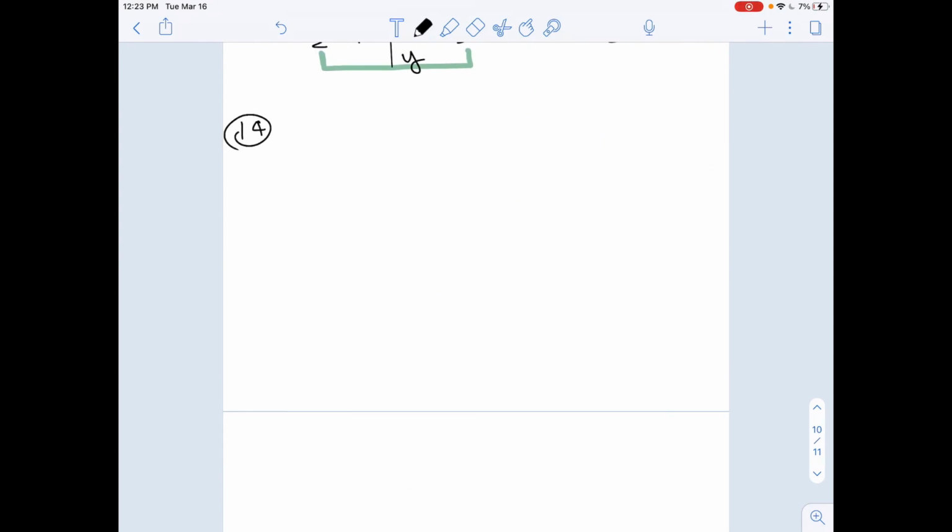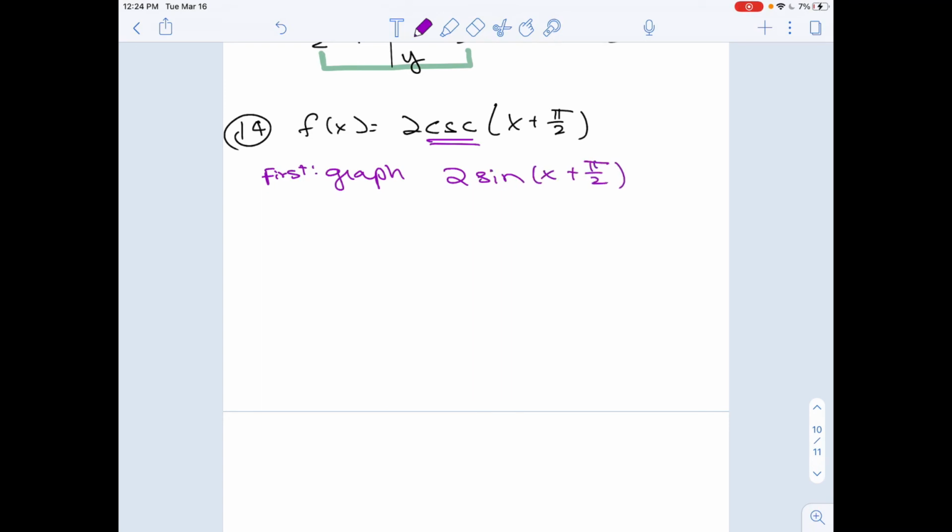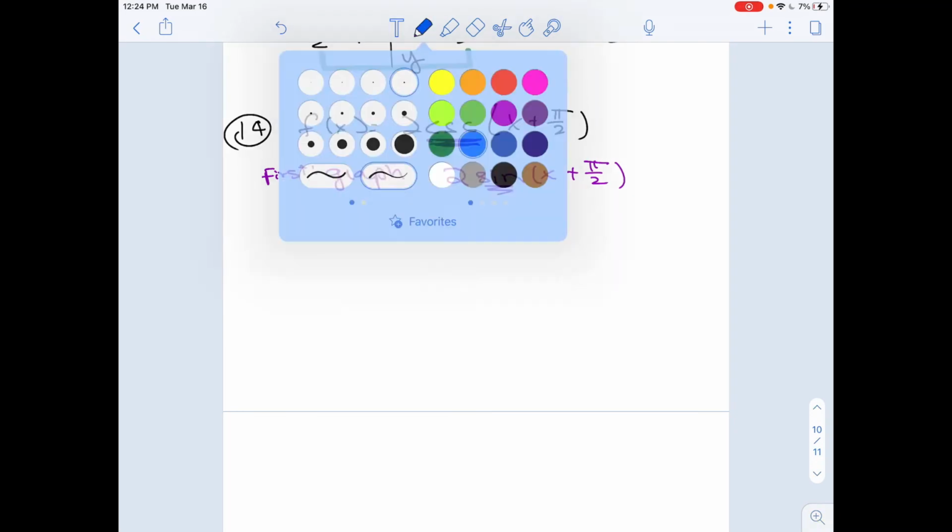Let's do number 14 together. F of x equals 2 cosecant of x plus pi over 2. Okay, so again, we're going to go through. Remember, with cosecant first, you need to graph 2 sine of x plus pi over 2, because sine is the reciprocal function of cosecant.